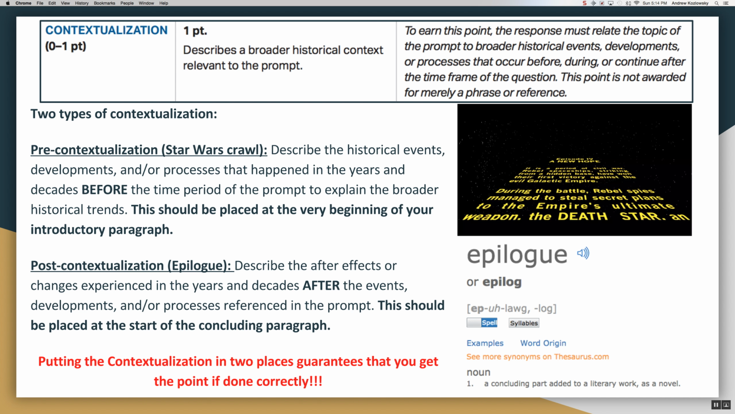And then we have post-contextualization, also known as epilogue, right? So think about a good book or a movie. At the very end of the book or movie, sometimes you get that in 5 years after, this is how the people lived, or this is what happened to the people after the final chapter. Okay, and so you're going to include this information. You're going to talk about what happened in the years or decades after the events, developments, or processes from the prompt. Okay, so we kind of give them like an update. Now it's important. Putting this contextualization in two places, it's not required, but it's going to guarantee that you get the point, especially if you do it correctly. Don't take any risks here. Okay, contextualization we're doubling up on.